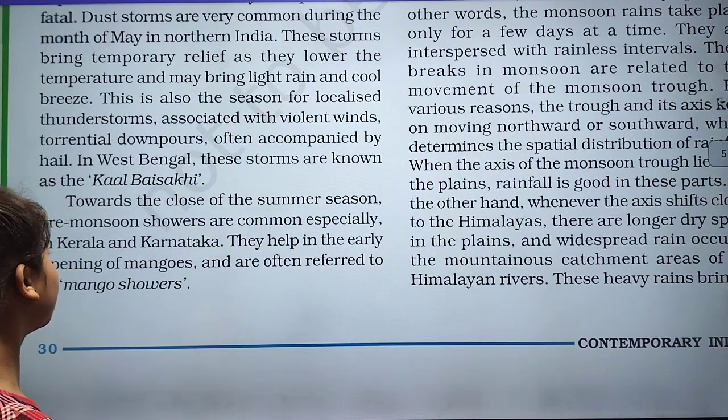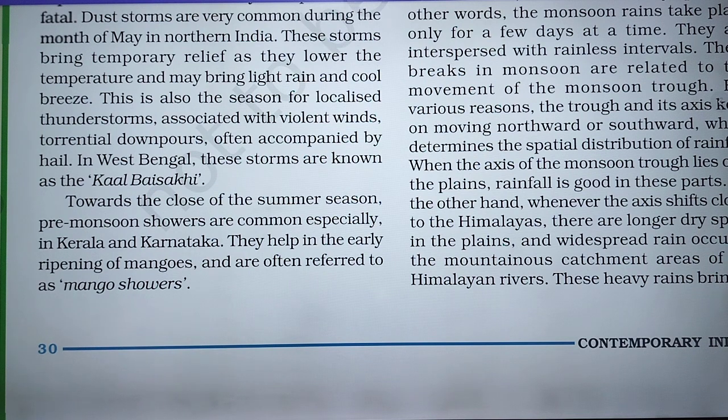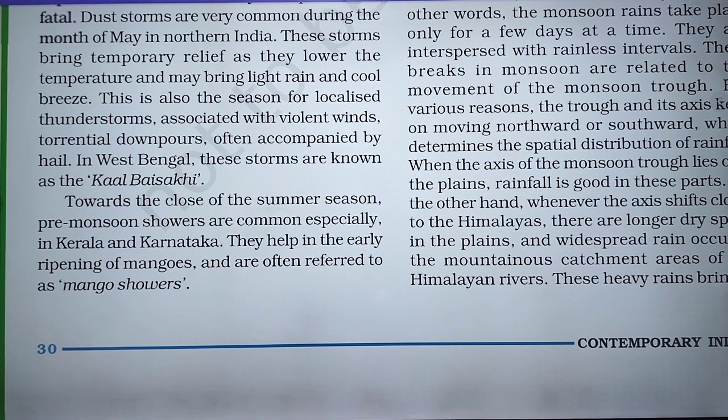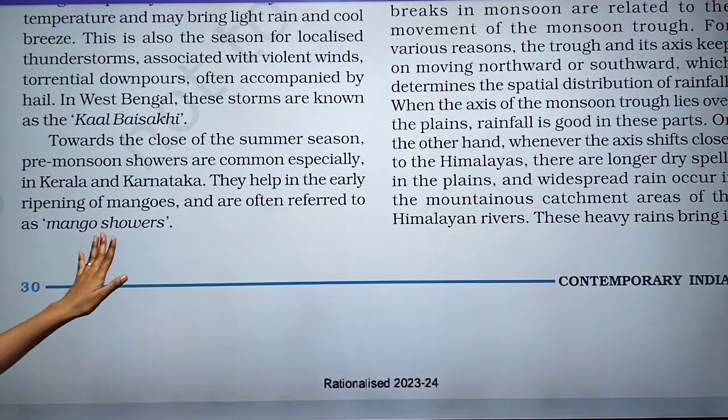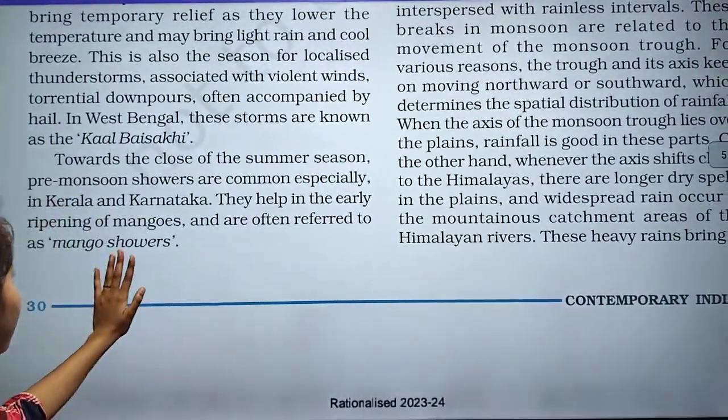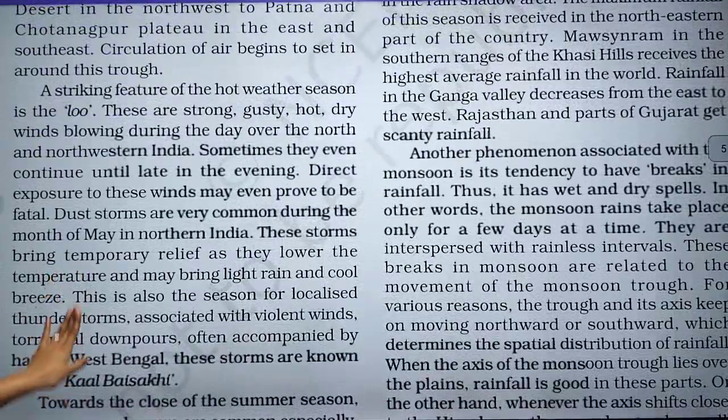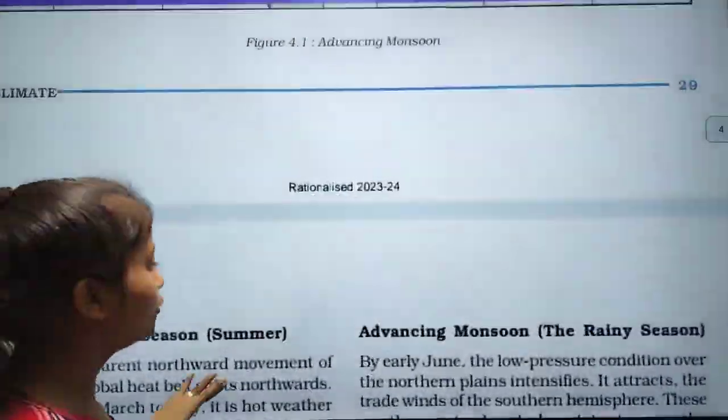Towards the close of the summer season, pre-monsoon showers are common, especially in Kerala and Karnataka. They help in the early ripening of mangoes, and are often referred to as mango showers.